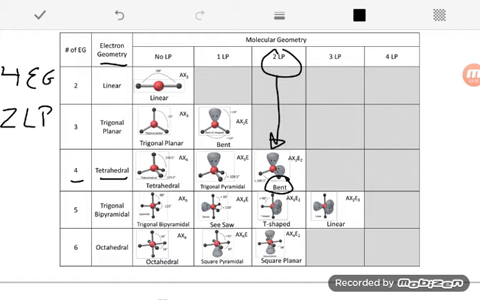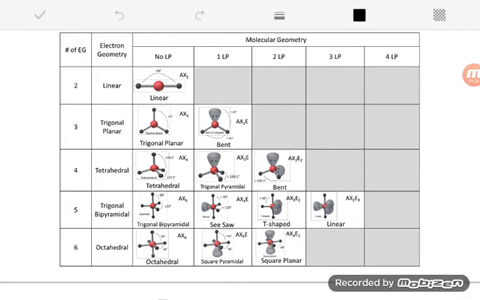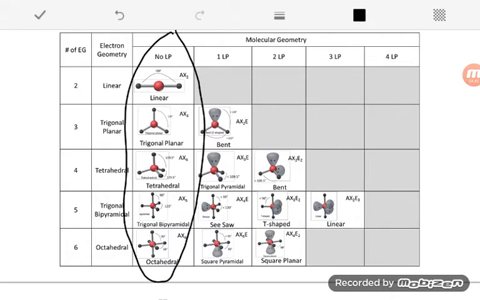Molecular geometry: bent, because that's how we actually see the molecule. Notice that if you have no lone pairs, which is this column right here, the electron geometry and the molecular geometry are the same. So when you have no lone pairs, life is really simple. They're the same thing. But as soon as you start having lone pairs, we get these different names in here. Sad news, you just have to memorize these. There's nothing else you can do.